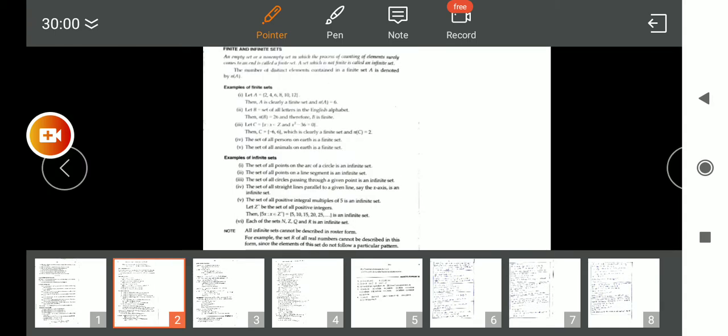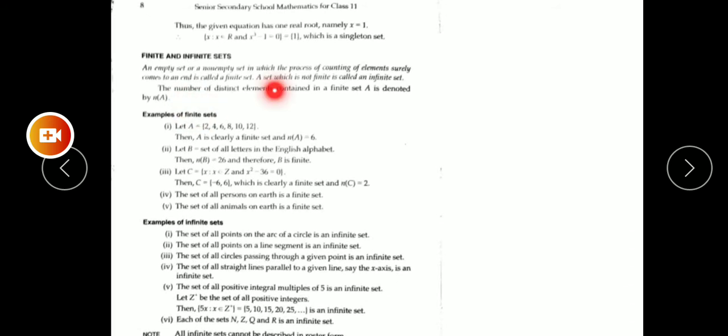Finite and infinite sets. An empty or non-empty set in which the process of counting elements surely comes to an end is called a finite set. So the countable elements of an empty or non-empty set make a finite set, but an uncountable set is called an infinite set.